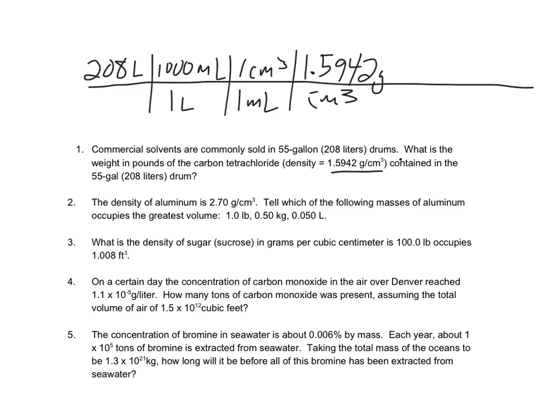Now, since they're asking what is the weight in pounds, we need to take our grams and convert that to pounds. And we can convert our grams to pounds by saying that there are 454 grams per 1 pound.